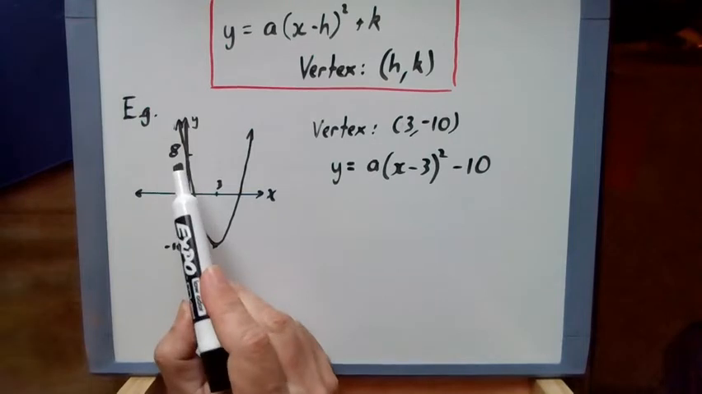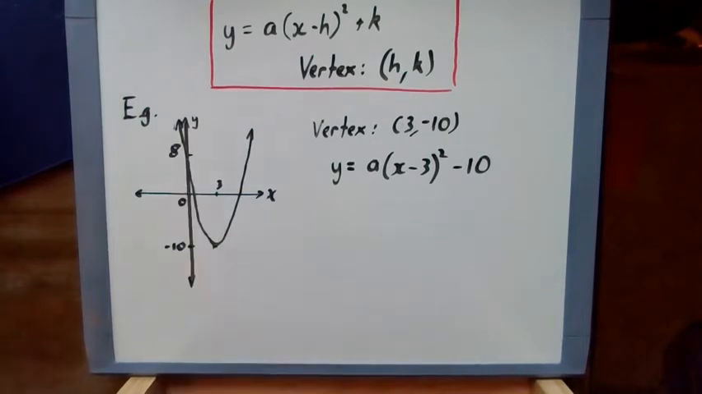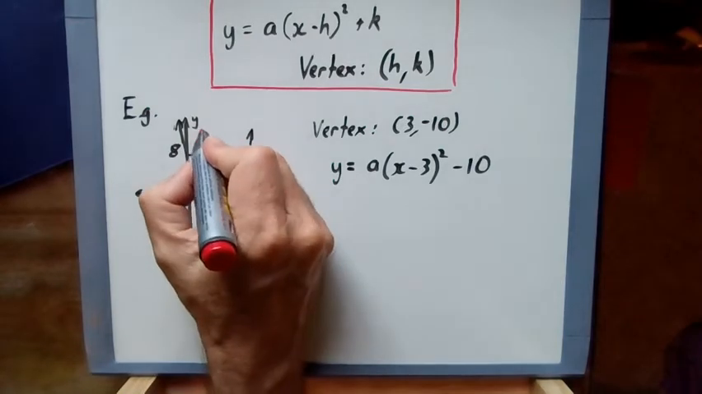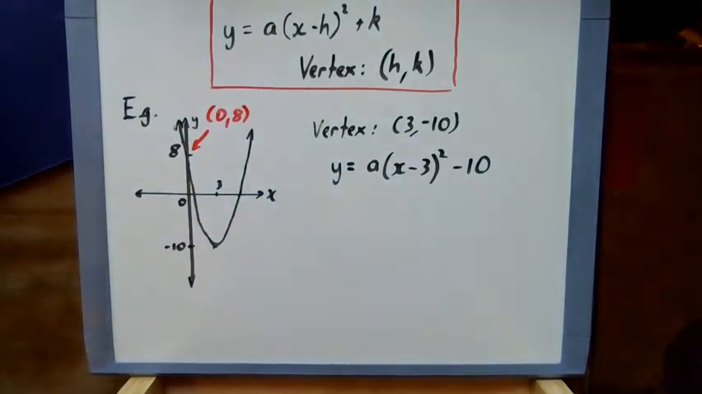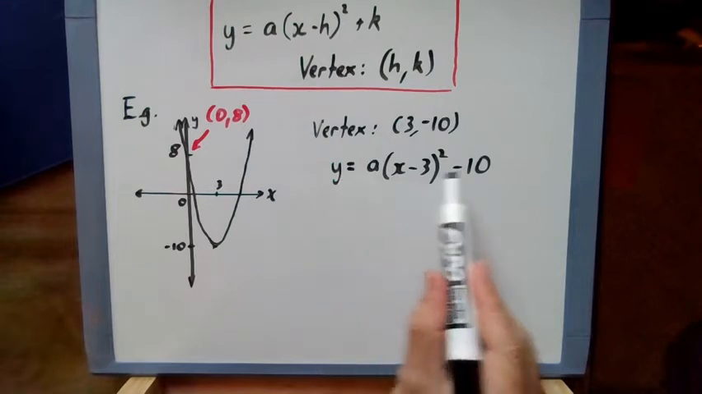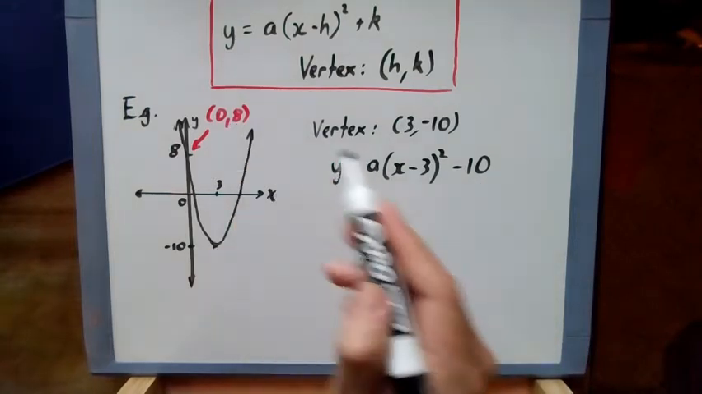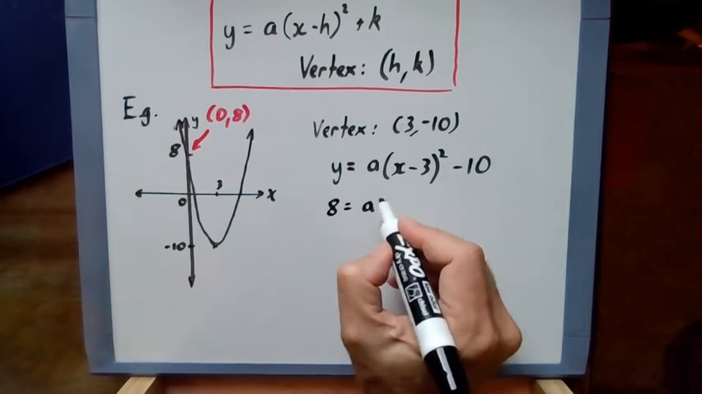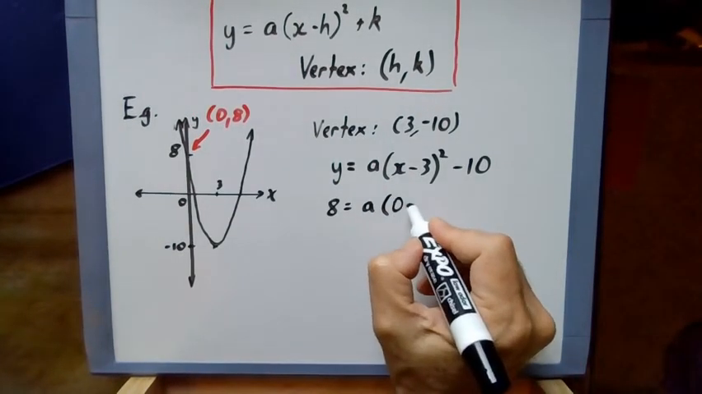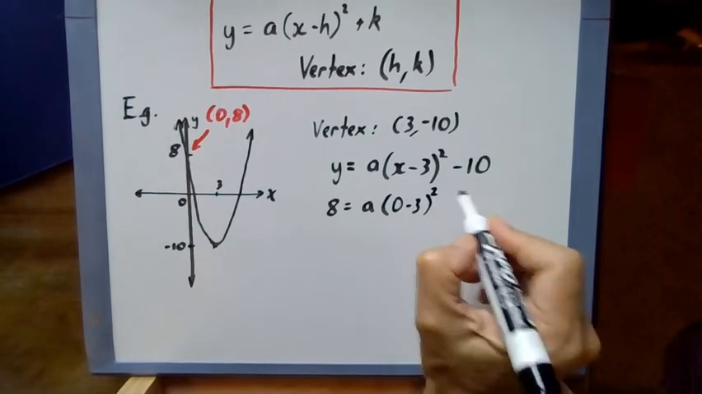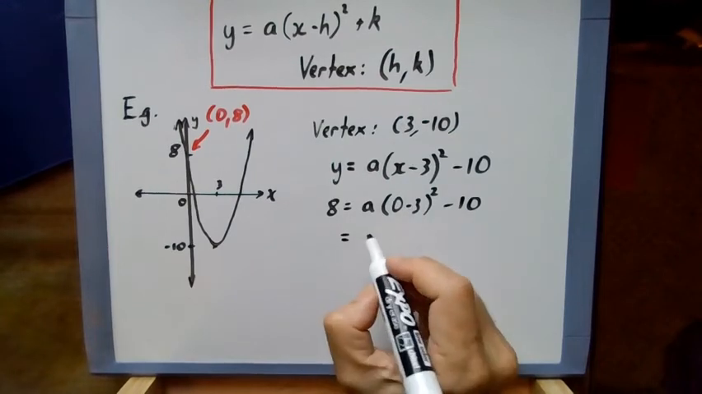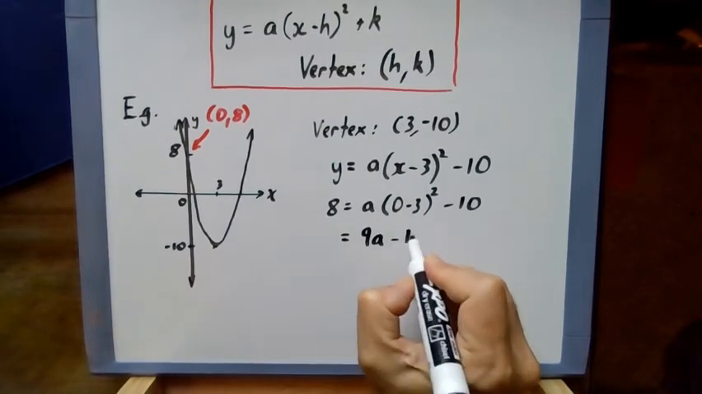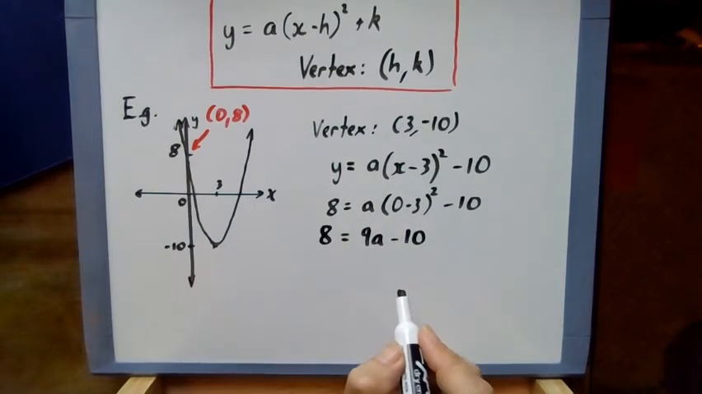But I do have one more point. So I have this point here, where it crosses the axis. It's a good spot too, because it gives us a 0. So this point here is 0, 8. I can now work out a by simply substituting 0, 8 into this equation. So my y value is 8 equals a lots of, my x value is 0, x minus 3, so 0 minus 3 squared, take away 10. Well, minus 3 squared is 9, so it's 9a minus 10 is what 8 is equal to.